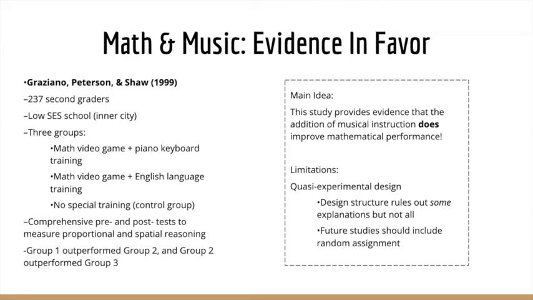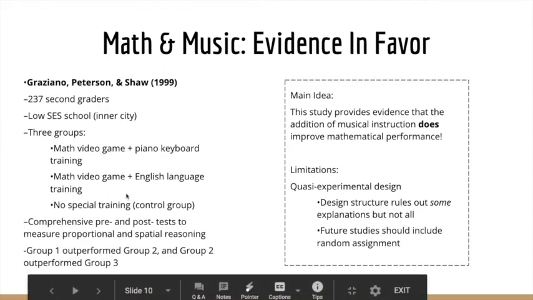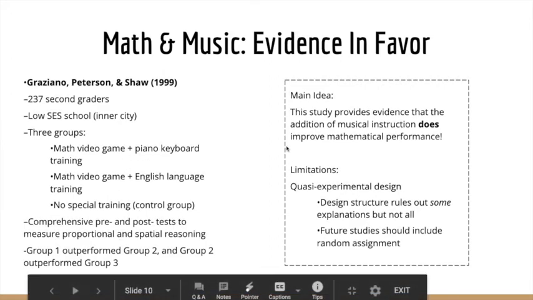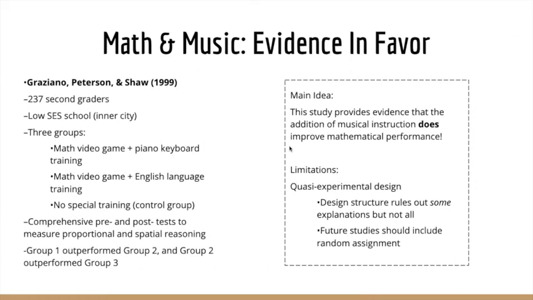The main idea of this study was that it provided evidence that the addition of musical instruction does improve mathematical performance. The limitation is that it was a quasi-experimental design, so kids were not randomly assigned into one of three groups, and random assignment would have helped provide more evidence that the piano was actually the thing causing the improvement in proportional and spatial reasoning skills.